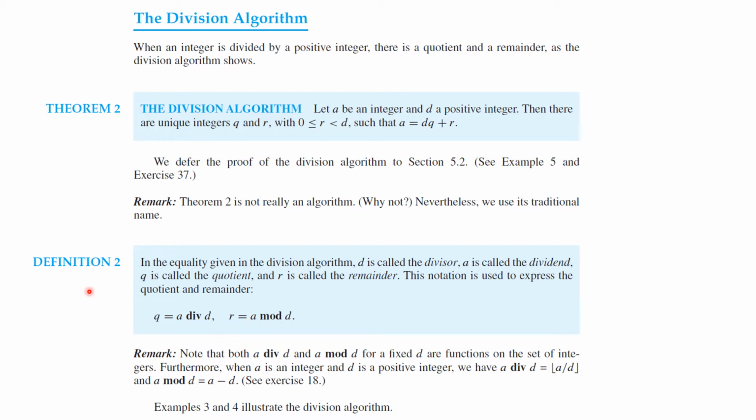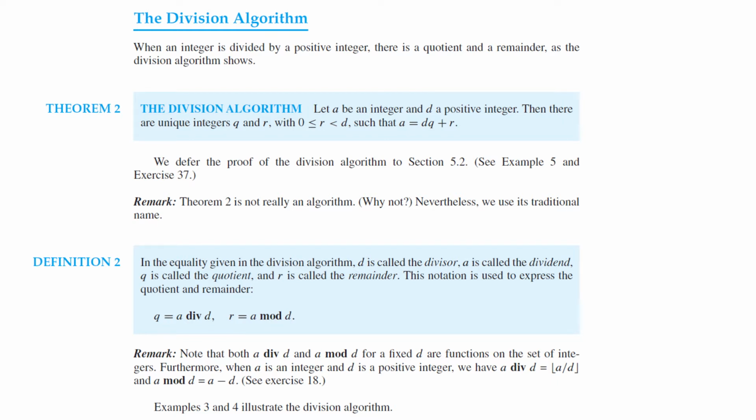Now, an important definition, and I think we've talked about this before, but we're revisiting this topic. In the equality given in the division algorithm, d is called the divisor, a is called the dividend, q is called the quotient, and r is called the remainder. And so the notation used to express the quotient and remainder are that q is equal to a div d, and r equals a mod d. Now this really is a definition of the modular function.